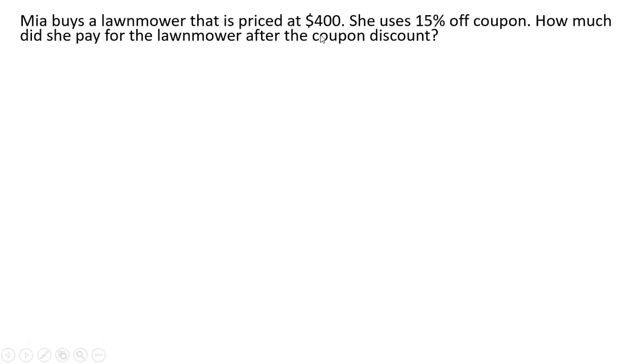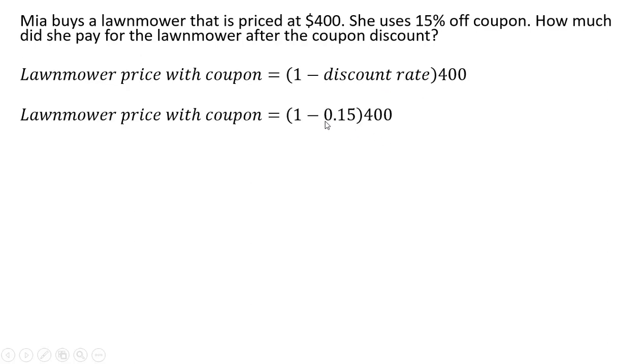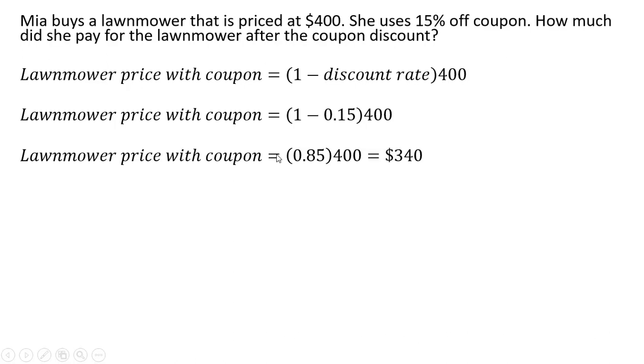Mia buys a lawnmower that is priced at $400. She uses a 15% off coupon. How much did she pay for the lawnmower after the coupon discount? So the lawnmower price with the coupon, 1 minus the discount rate times 400. So we're going to subtract the discount rate, minus 0.15. So in parentheses, we got 0.85. 0.85 times 400. She would have paid $340 for the lawnmower.